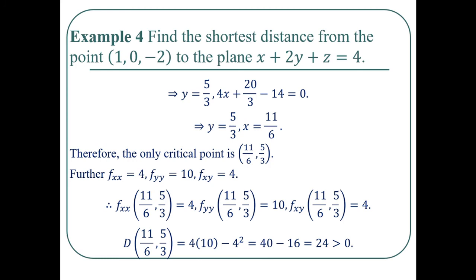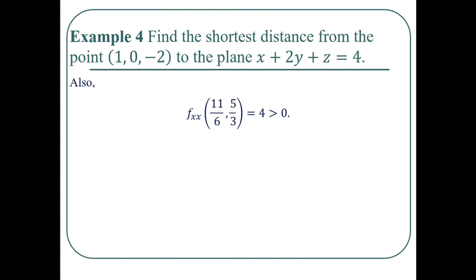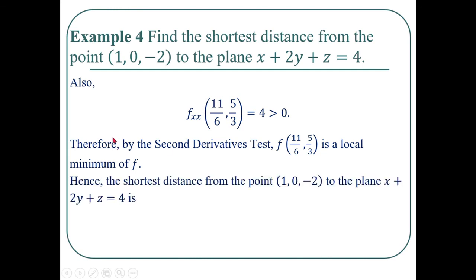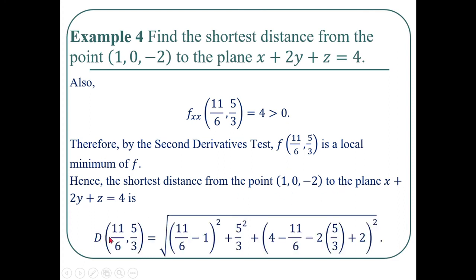Okay, this means that the distance function has a minimum value at the point (11/6, 5/3), and that minimum value can be calculated. Hence, the shortest distance from the point (1, 0, -2) to the plane is given by d. This d is nothing but the distance formula you have taken previously.